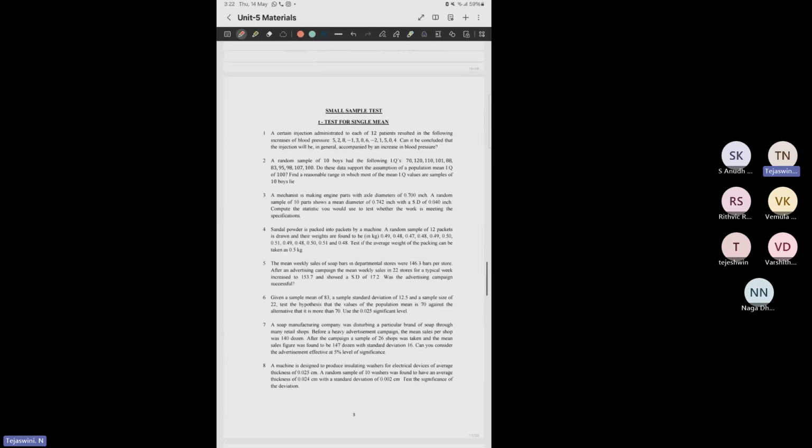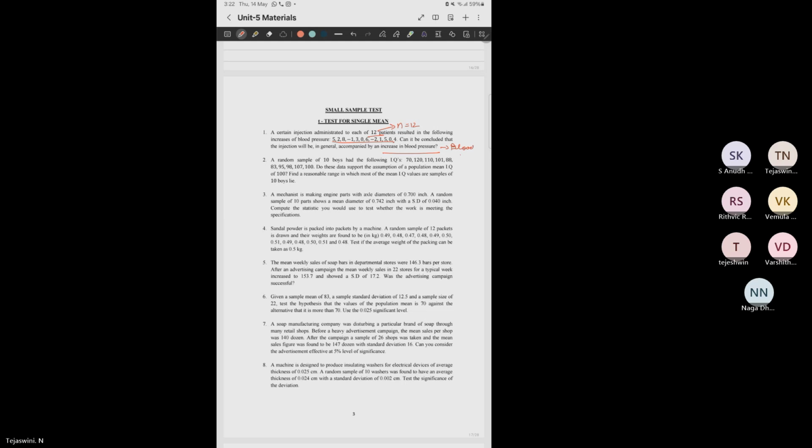So the first sum is given here. Certain n is equal to 12. The data is given here. And then we have to conclude whether the injection is generally accompanied by an increase in blood pressure. So since it's an increase, it is a one tail test. And since there is an increase, it will be right tail.